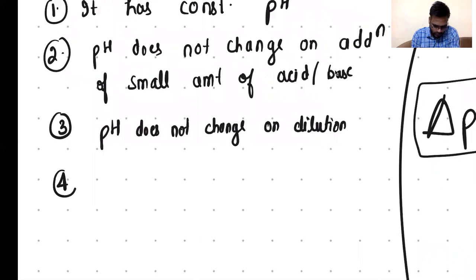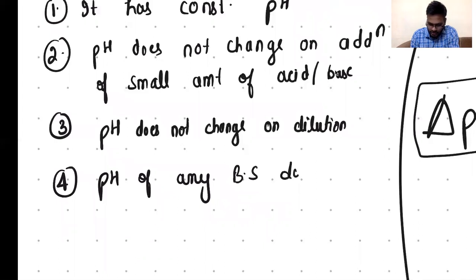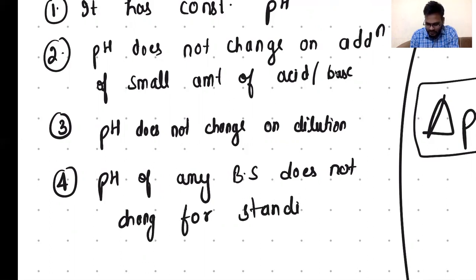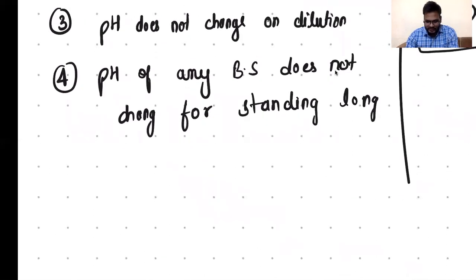Also, pH of any buffer solution does not change for standing long. Standing long means if we prepare a buffer solution and we keep it in the lab for many months, the pH of the solution will not change. Okay, so these are the characteristics.